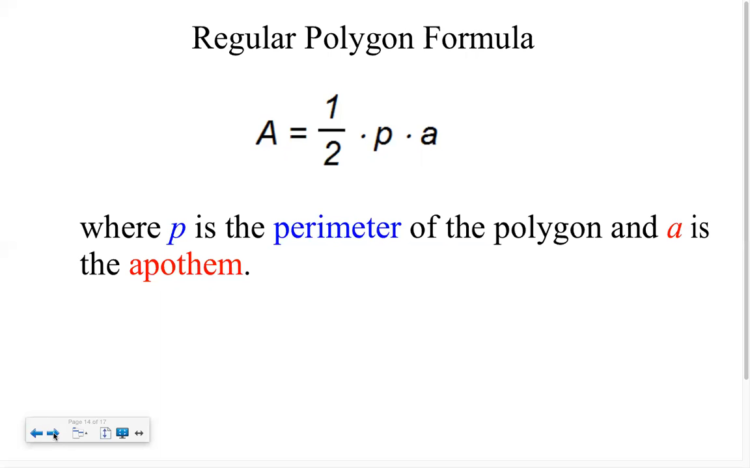So this is our equation. I believe it's on the formula sheet, which I shared with you guys last week as well. This is the equation we're going to use for all of them once you get past the quadrilaterals. Now, finding the perimeter and finding the apothem is the challenge. Once you know those two things, it's pretty easy to plug them in and get your area. We have to find those two things.